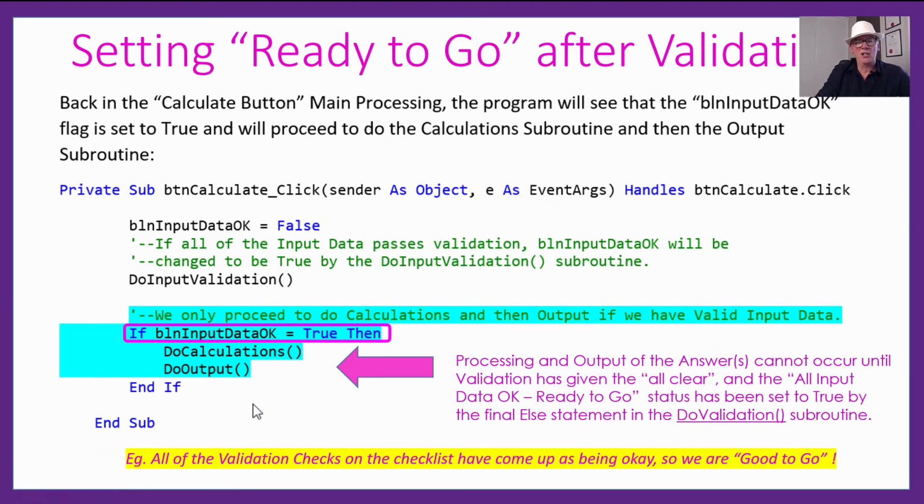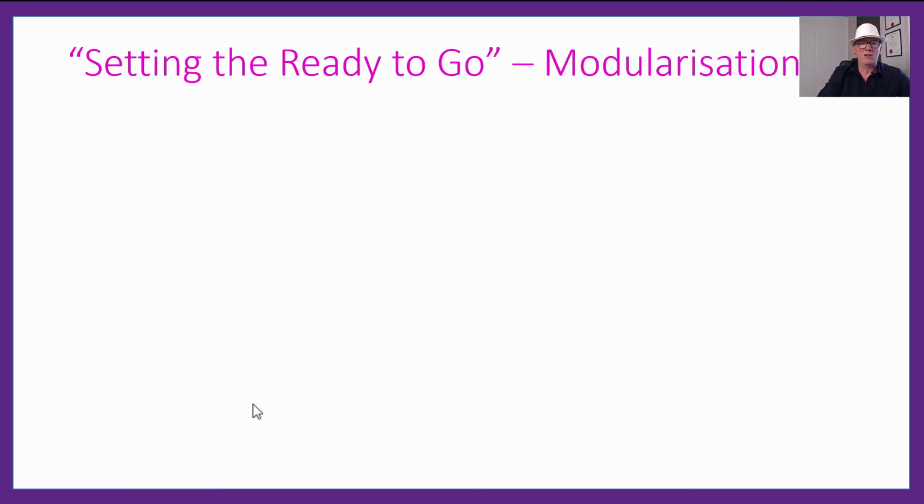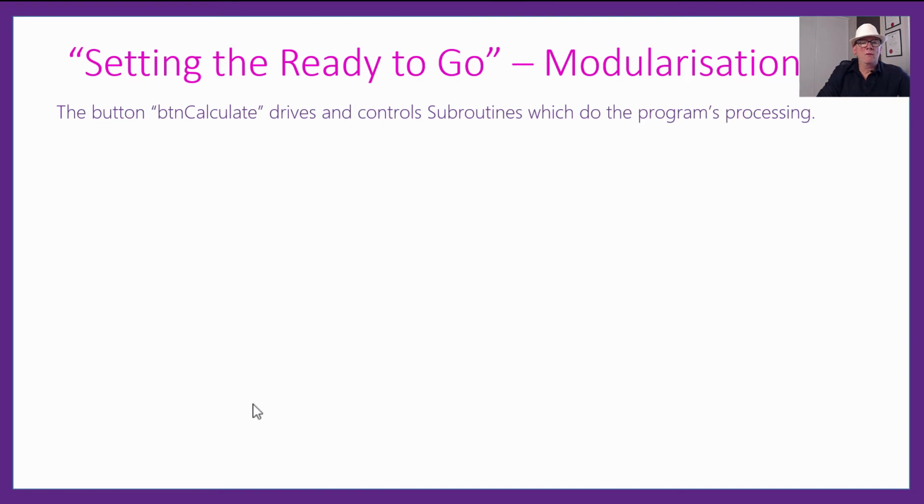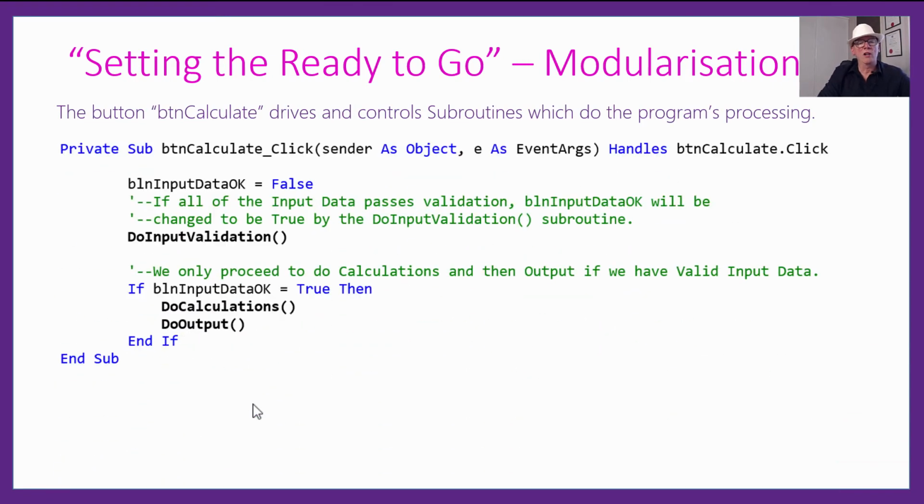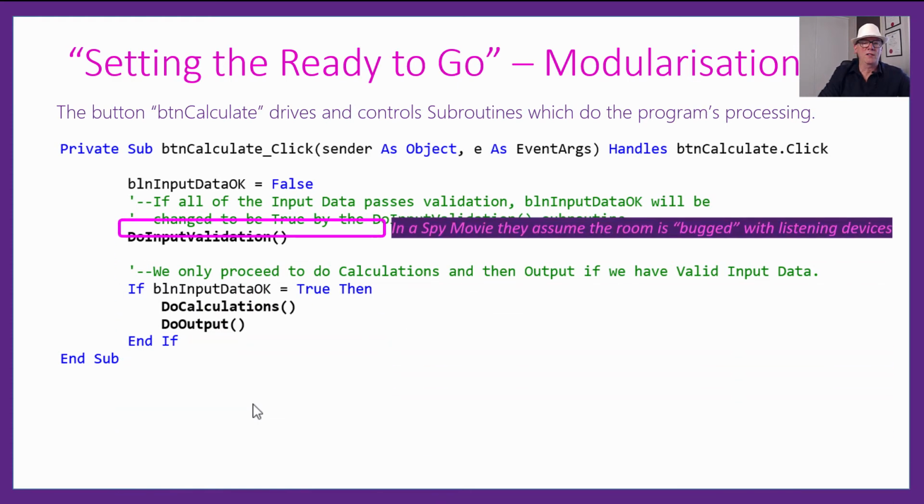All right, so all of the validation checks in the checklist must have come up okay for that to get set to true and for the rest of the program to execute. All right, so we've done it with modularization. The calculate button just has this code in it, which is driving the whole process.